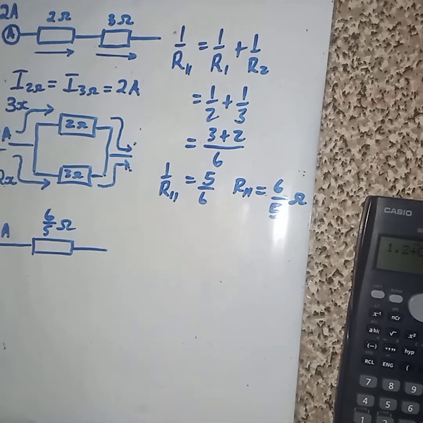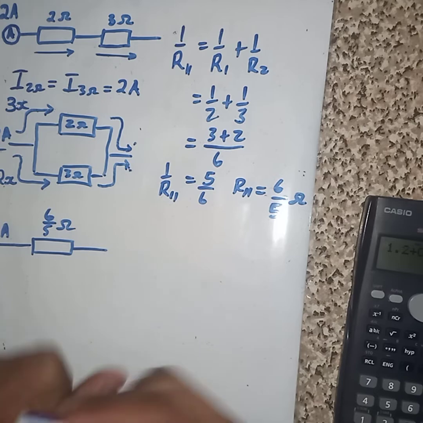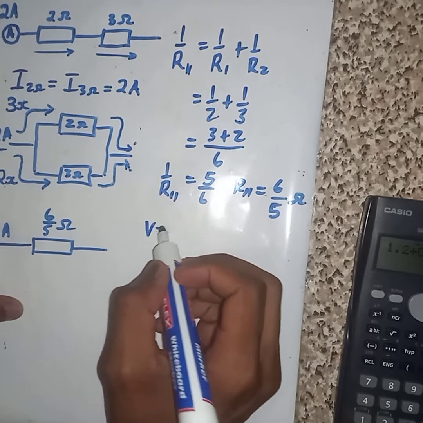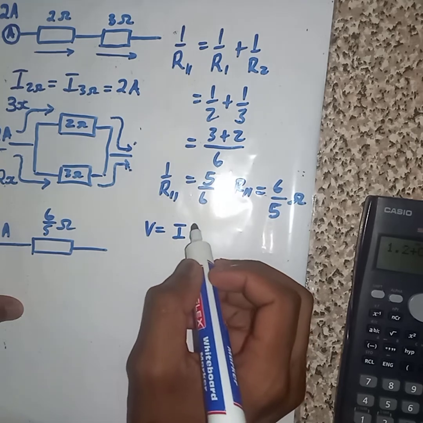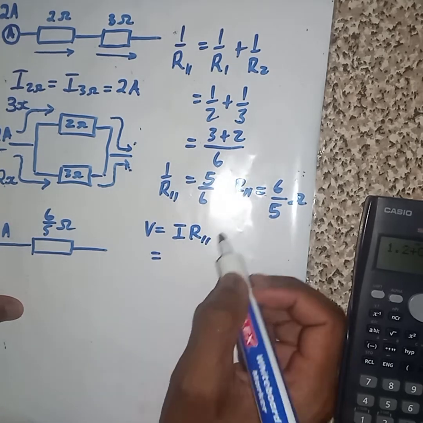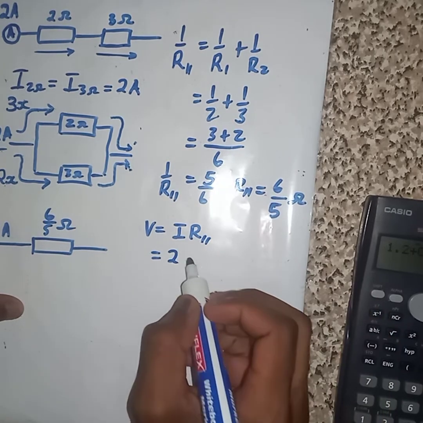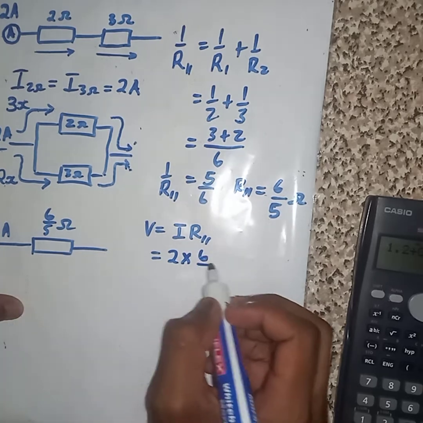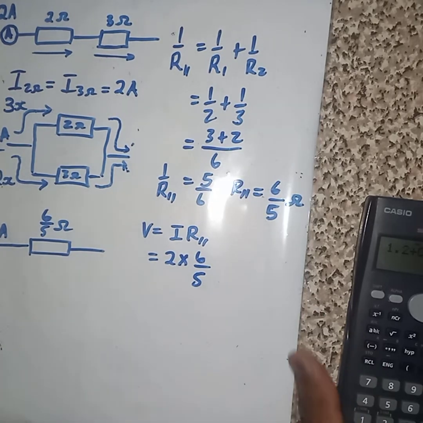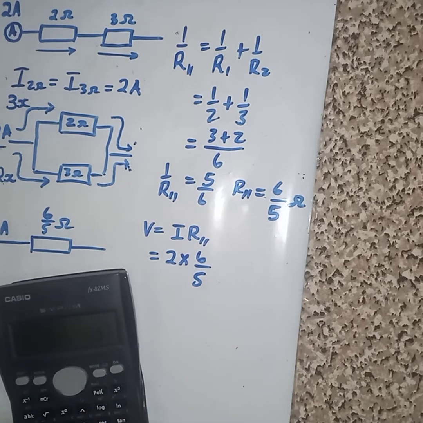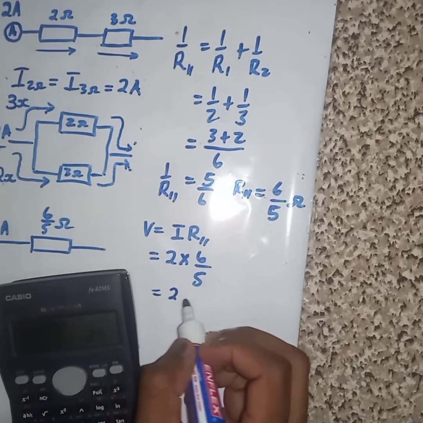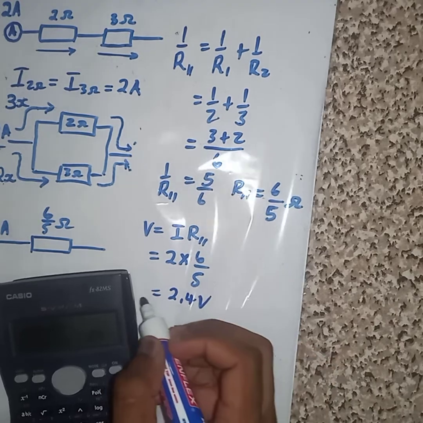We have found the value of both of them. Then let us calculate V. We know that V is given by IR. Let us substitute, this is R parallel that we have found. Then it's going to be 2 multiplied by 6/5. 2 multiplied by 6 divided by 5. Our final answer is going to be 2.4 volts.